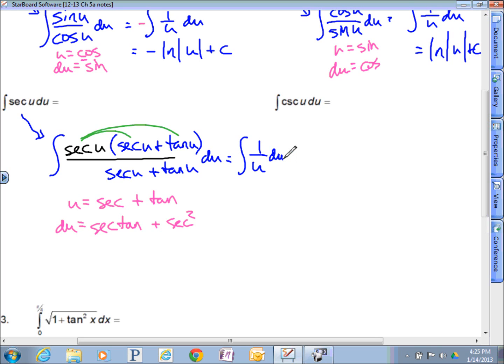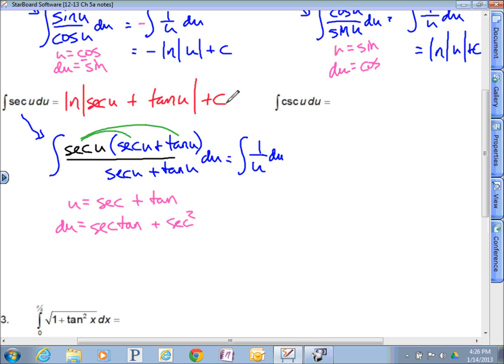So what do I really have here? The antiderivative of secant is the natural log of the absolute value of that denominator, secant of u plus tangent. Let's write this a little bigger. Secant of u plus tangent of u plus my c.